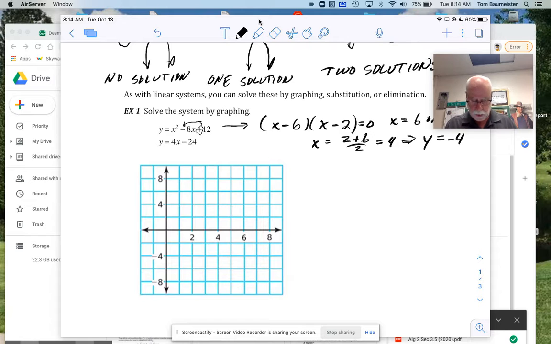So knowing that, I just told you our vertex is there. Our axis of symmetry is x is equal to 4. And two of our points are 6 and 2. And that one's going to go up.